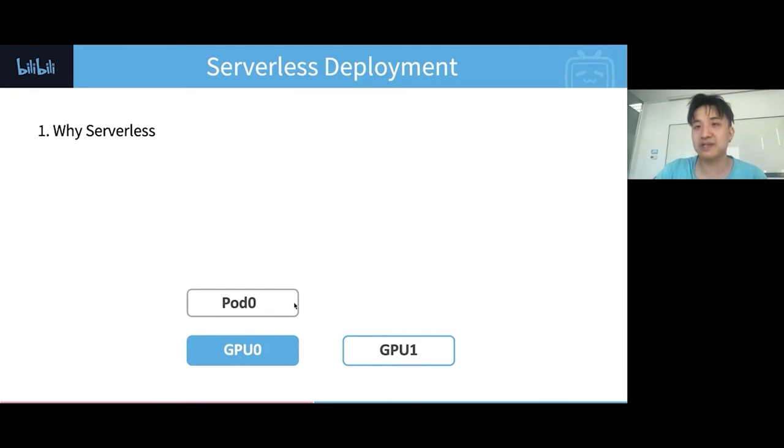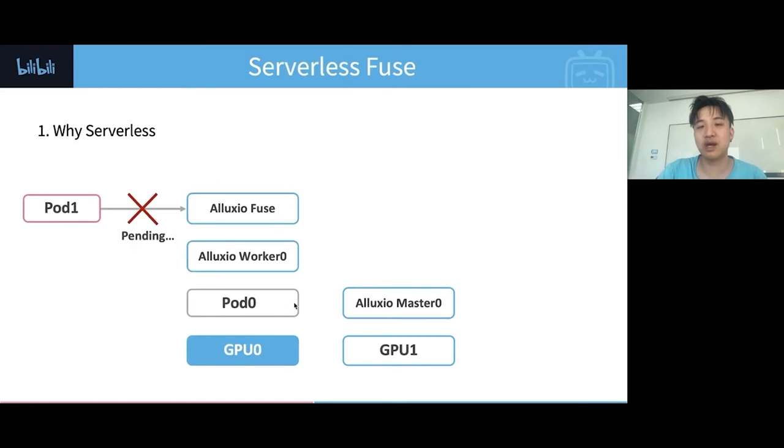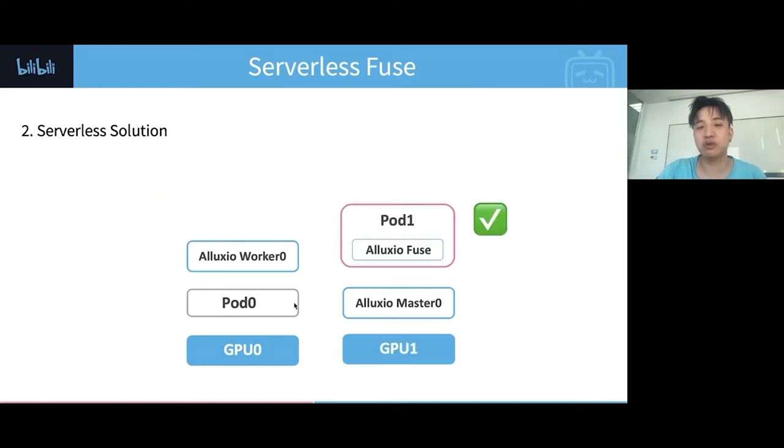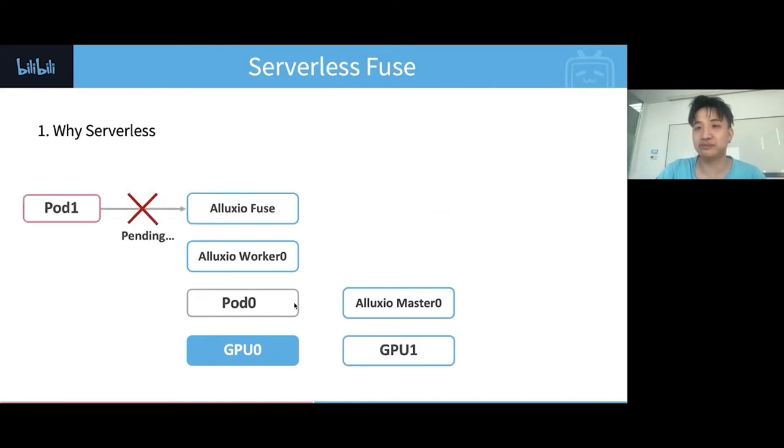But both ways have their drawback. Let me use that picture to demonstrate that. We have two machines, GPU 0 and GPU 1. Pod 0 currently takes the GPU resource on GPU 0. As we deploy Alluxio, worker and fuse now run on GPU 0, while pod 1 using Alluxio could only wait for pod 0 releasing resource before it can run.